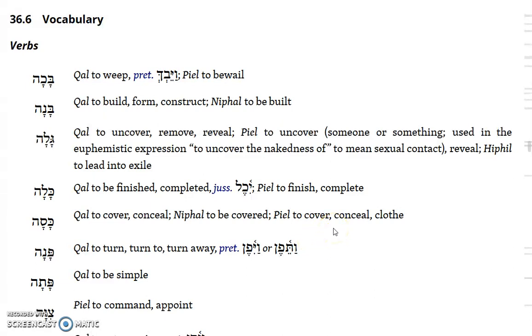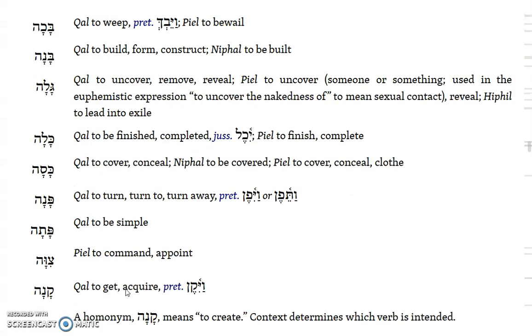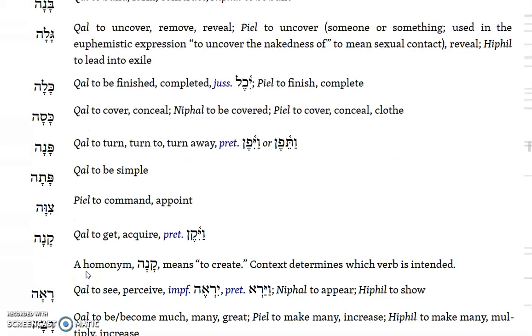More so in the piel, cover, conceal, or even clothe. Would be multiplying the action. And then panah means to turn or to turn away, and he gives you a couple of consecutive forms. And then patah, to be simple, related to the noun peti, which is simple or naive, used as a character in the book of Proverbs quite often. Then he gives you a form that occurs in the piel, tsivvah. It's the third hey type, means to command or to appoint. And then qanah, to get or to acquire, as in to acquire a slave or the like. And then vayiqen would be the vav consecutive form. There's a homonym qanah that means to create, and you need the context to know which one is meant.